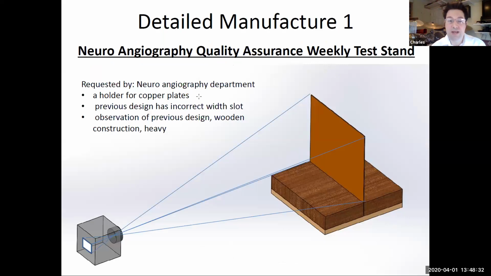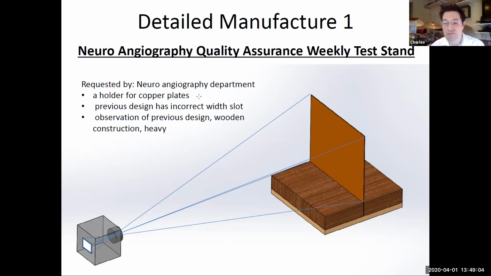Finally, my detailed manufacturing project shows something that comes from a much simpler and quite interesting material, because what you're not going to expect is that we also do a bit of woodwork. Neuroangiography have copper plates every week that need to be quality assurance tested. The problem is that these plates have to be held in place, and then the test is confirmed.